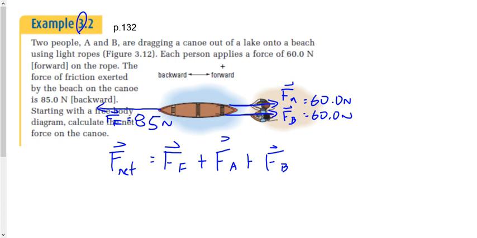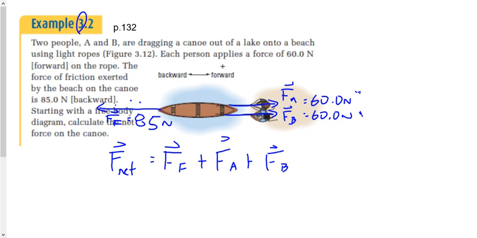Now, by the way, if I had 60 and 85 over here, and then 60 over here, 2 of the 60s would cancel, right? But since they're both in the same direction here, they don't cancel, and they don't cancel with the 85. So I've got to include everything here.